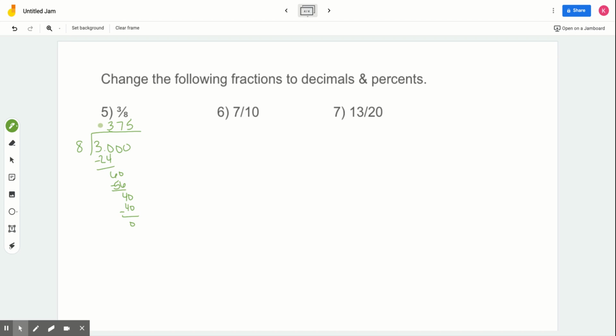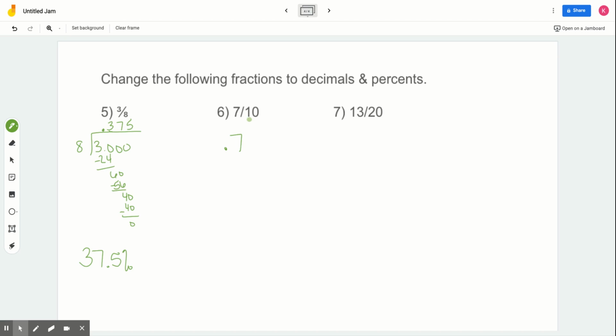Now remember to bring that decimal point straight up. So my decimal will be 0.375 or 375 thousandths. Now to change that to a percent, remember that we have to move the decimal 2 places to the right. And when I do that, I end up with 37.5%.